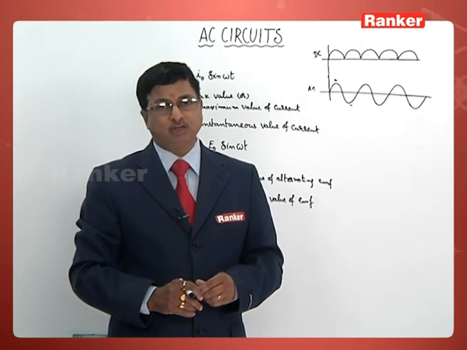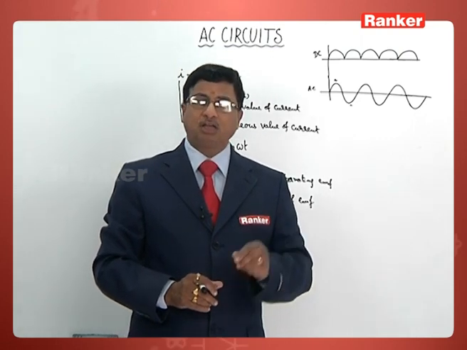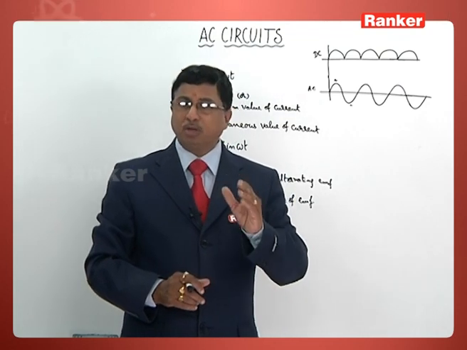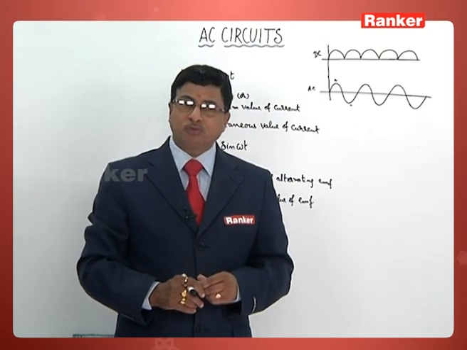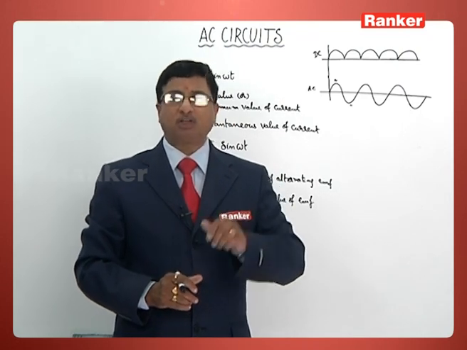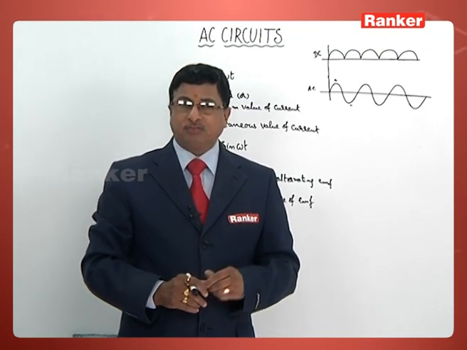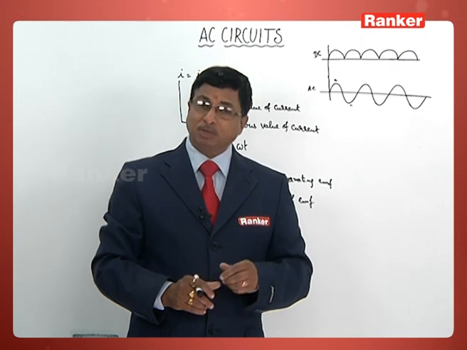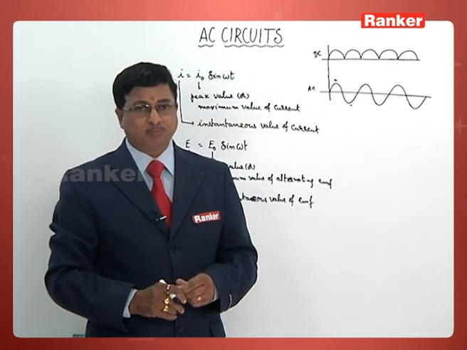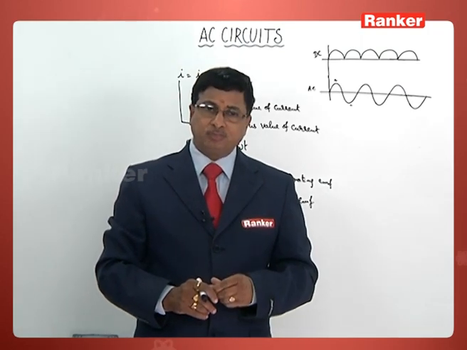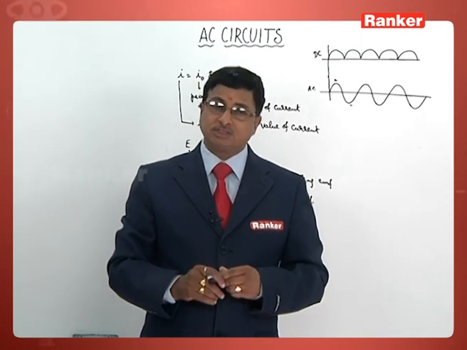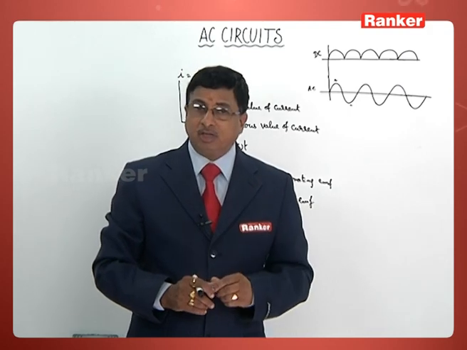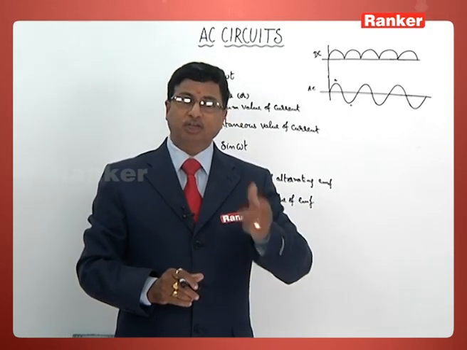What is this average value of current or average value of EMF? Average value is generally defined this way. It is that amount of current which when made to pass through a circuit for half the time produces the same quantity of charge as produced by AC in the same circuit. Similarly, RMS value of current is that amount of current which when made to pass through a resistance produces the same amount of heat energy as produced by alternating current in the same resistance in the same time.